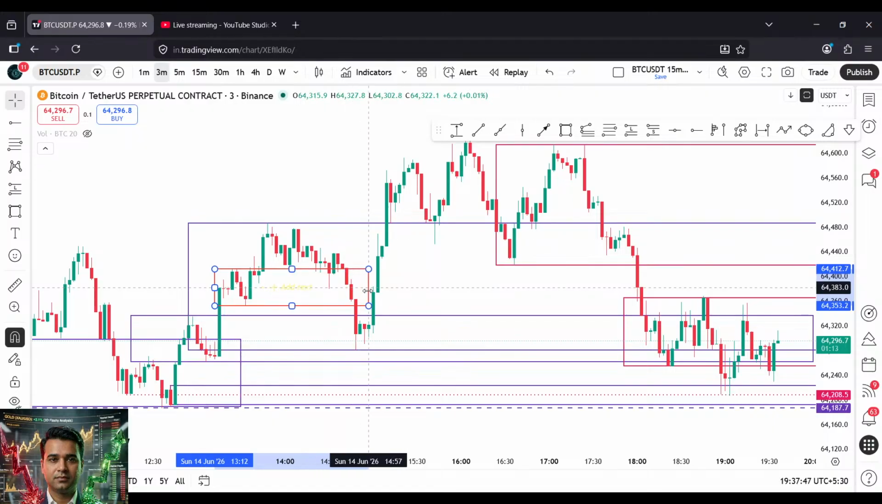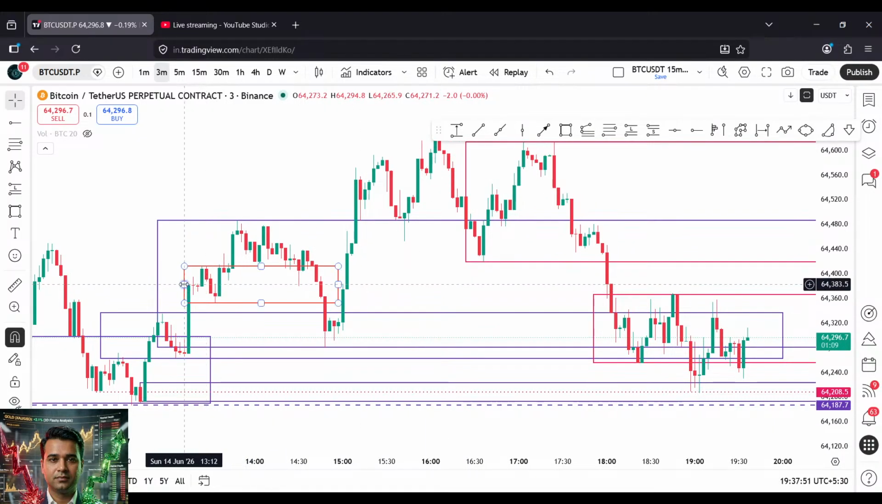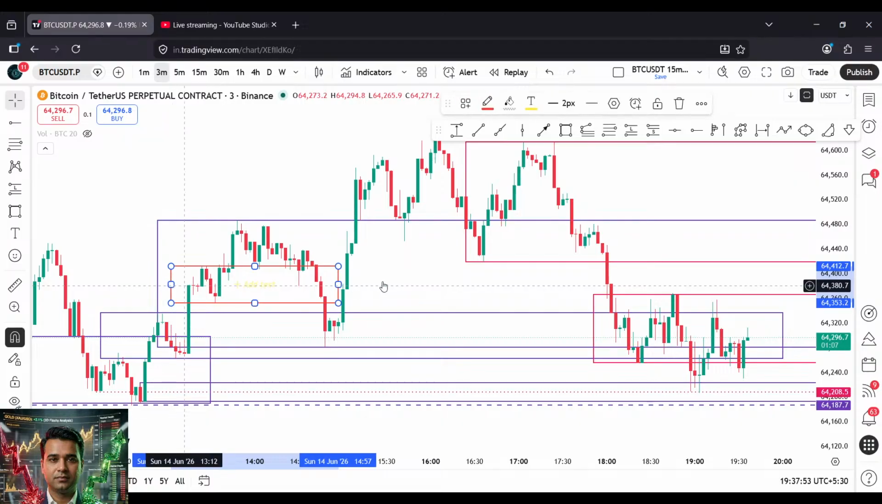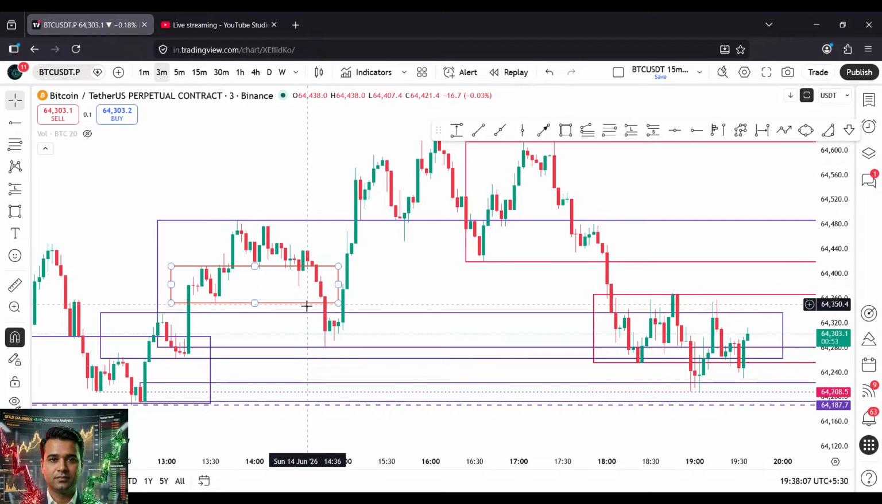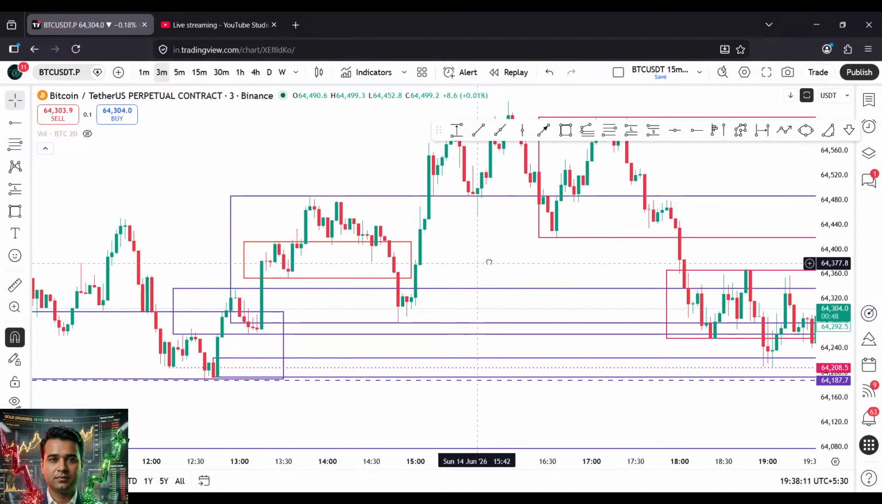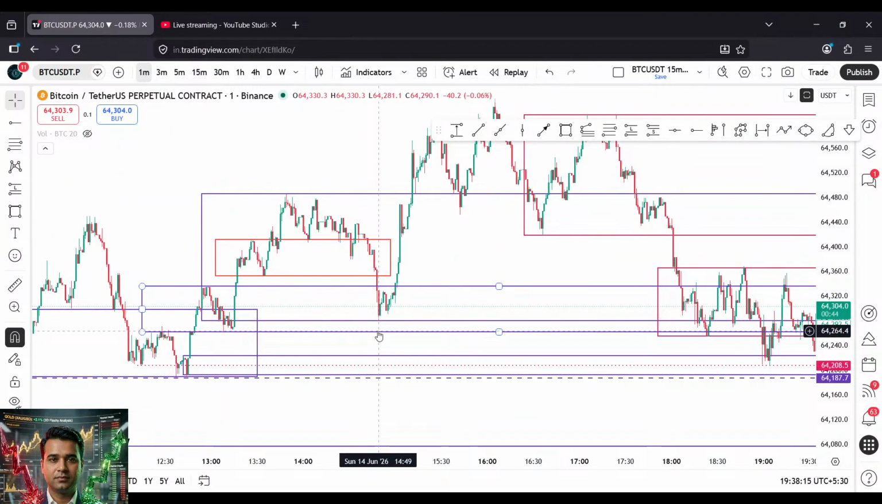Okay. This one price did like this. Price came down. Enter here. Goes up. Then came down. Goes up. This one was one swap. We don't have the data on 1 minute. Let's go to 1 minute and find out.